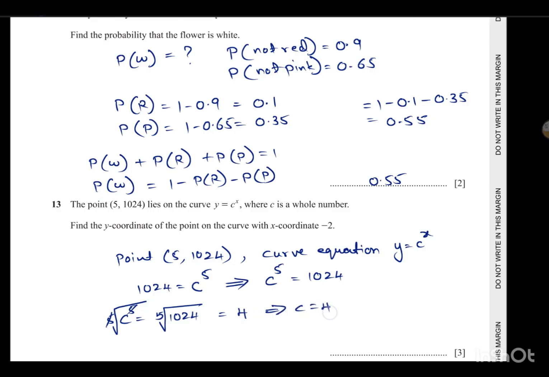So that means the value of c is 4. But the question is, we need to find the y coordinate of the point on the curve where x is minus 2. So now using the same equation, y is equal to c raised to minus 2 we have to find out. Now you know what c is. C is 4. 4 raised to minus 2 will be 1 by 4 raised to 2. It is 1 by 16. So this is the answer.